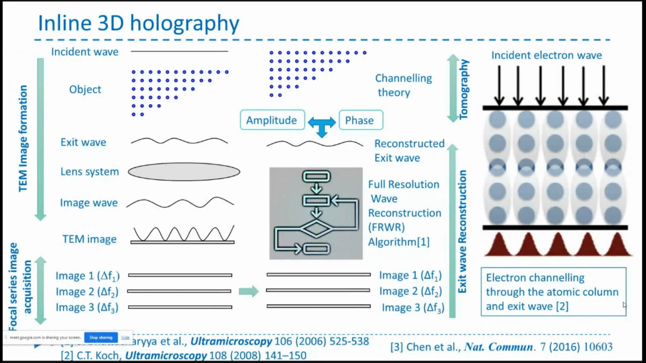Then we coupled it with electron channeling theory. What is electron channeling theory? If you refer to the image on the right-hand side, the electron is going through the atomic column, and it will have dynamical scattering, which means more than one scattering. When it is channelized to the atomic column, it will focus somewhere, then it will defocus again. It looks like a lens. That distance is called the extinction distance.